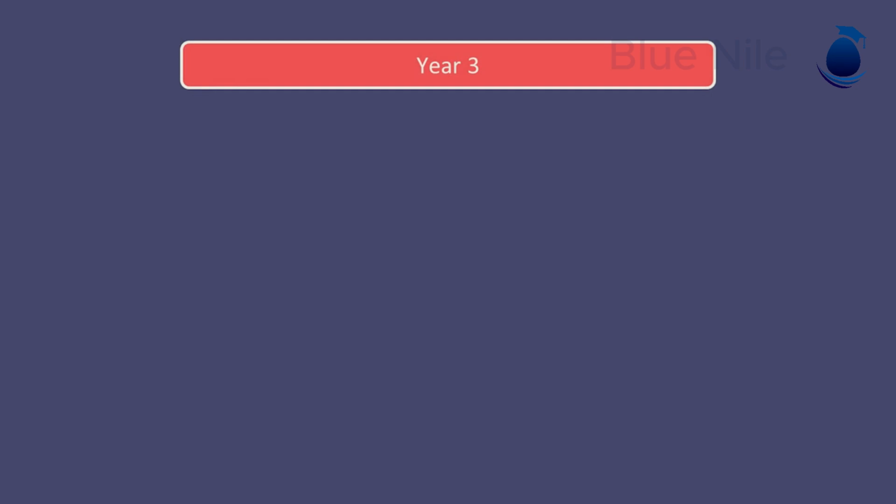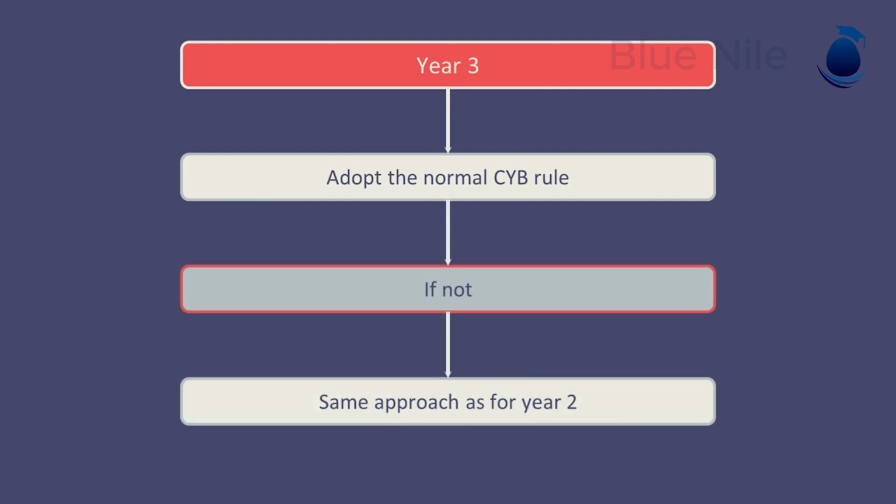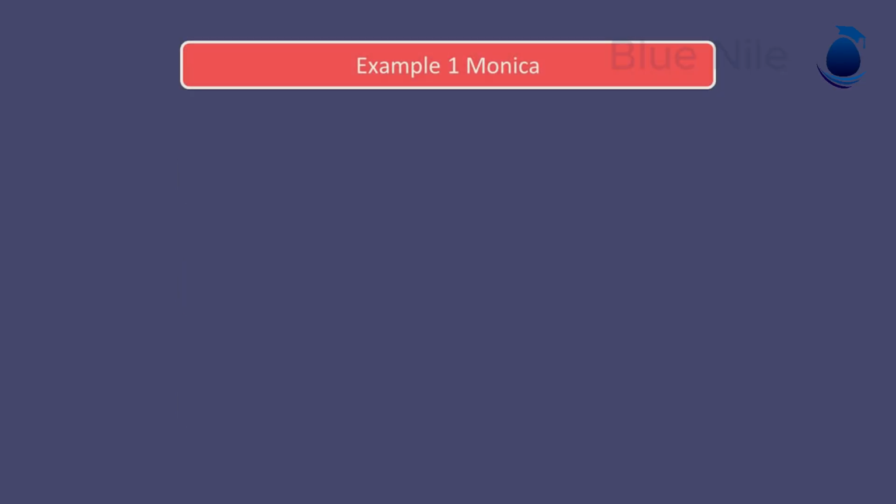Moving on to year 3. In most cases, by the time we get to year 3, we'll be able to adopt the normal current year basis rule. There will usually be a 12-month accounting period ending in the tax year, which we will then take to be our basis period. If not, we'll use the same approach we just discussed for year 2 to determine what the basis period should be. This seems like a good point to start looking at some examples.